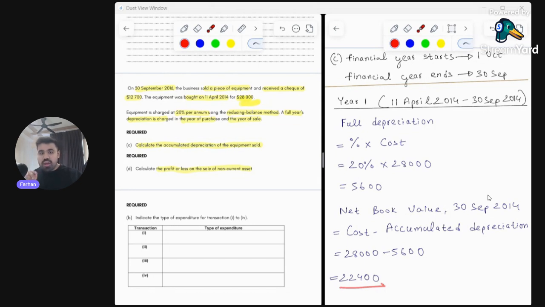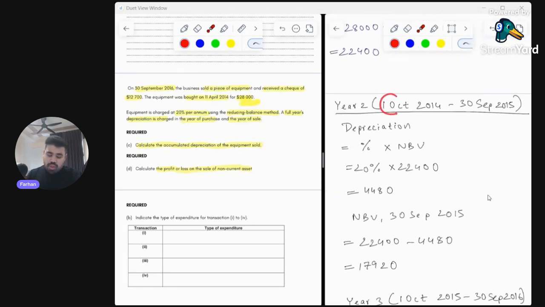Okay? Now, we will move to the second year. The second year will start on 1 October 2014, which is when the financial year of the business typically starts, and it will end on 30 September 2015. In this second year, we will calculate the depreciation by simply multiplying the given percentage with the net book value. And this is what we do when we are working with a reducing balance depreciation method question. The given percentage, as we already know, is 20%, and the net book value which we derived at the end of the first year is 22,400. That gives us a depreciation in the second year of 4,480.